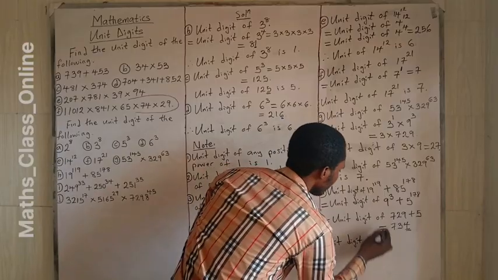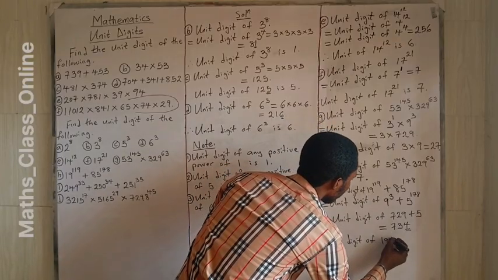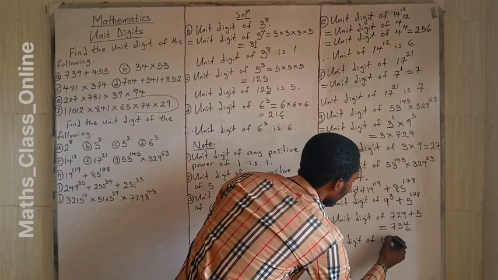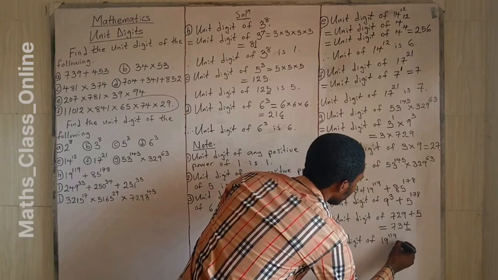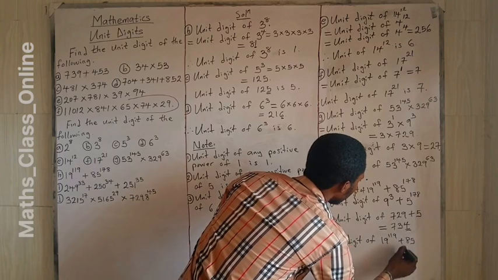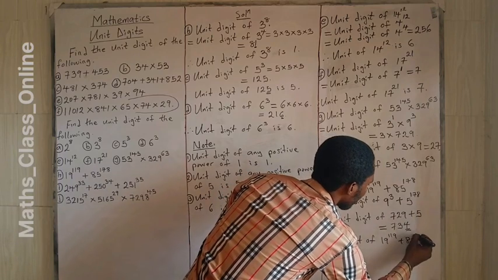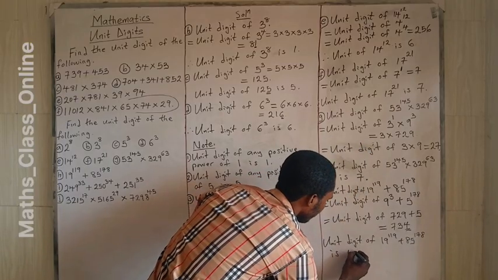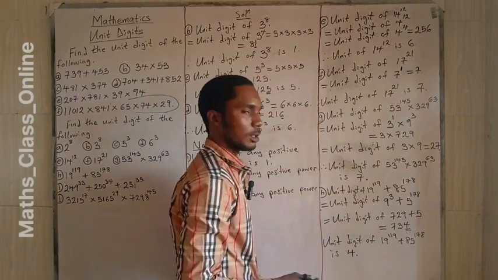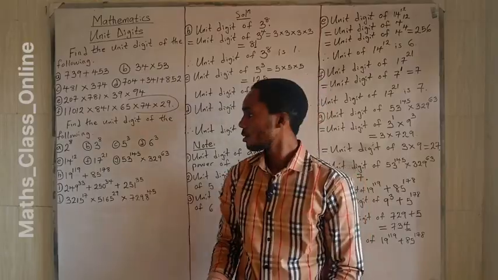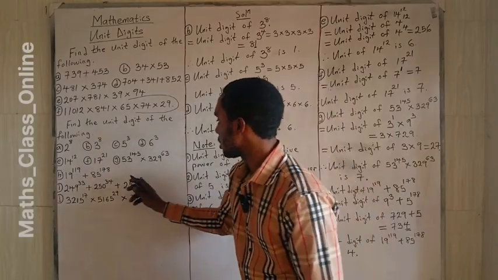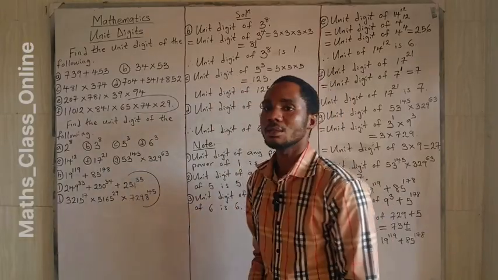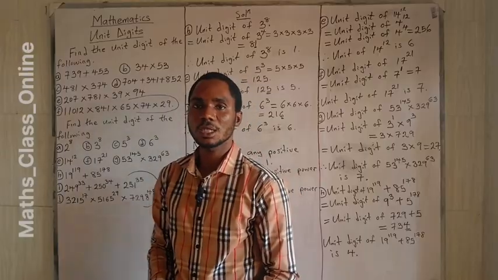That means the unit digit of 19 raised to the power of 119 plus 85 raised to the power of 178 is 4. Now, with this explanation, what is the unit digit of these numbers? This will be the end of today's class.